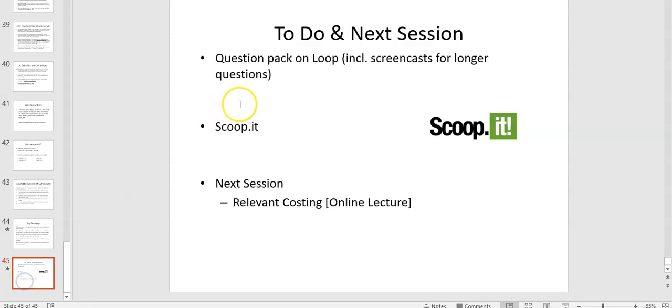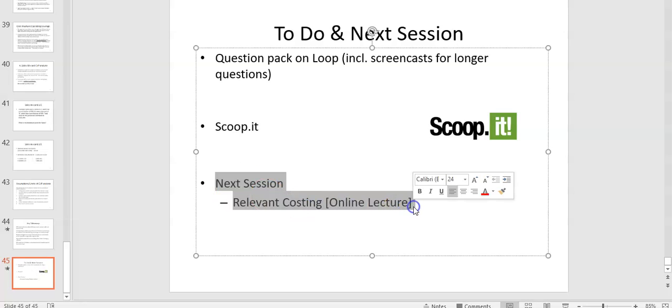All right, so go back and have a look at the information on Loop and also take a look at the Scoopit for some relevant articles. The next session we will look at is another optional session. It's the relevant costing, which looks at more one-off decisions. So we'll look at the example of Irish Water, of how they're trying to make a one-off decision there to close it, and how different people can view costs in different ways. All right, so we'll figure that out and we'll have a look at that up on Loop, and I will send an email around as well.